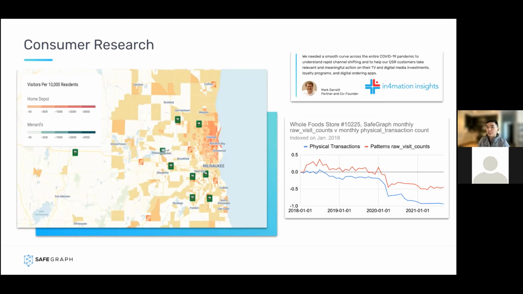Looking at the top right here, this is a quote from our customer Information Insights. They use Safegraph to understand which regions were coming back fastest during the pandemic, when other sources of data were far slower. Safegraph patterns data, which is available on a weekly cadence at its fastest, allowed them to be much more nimble. As you can imagine, things were changing quickly, especially in the digital media landscape. Thinking about their customers, loyalty programs and digital ordering apps, that weekly cadence really allowed them to move a lot more nimbly.